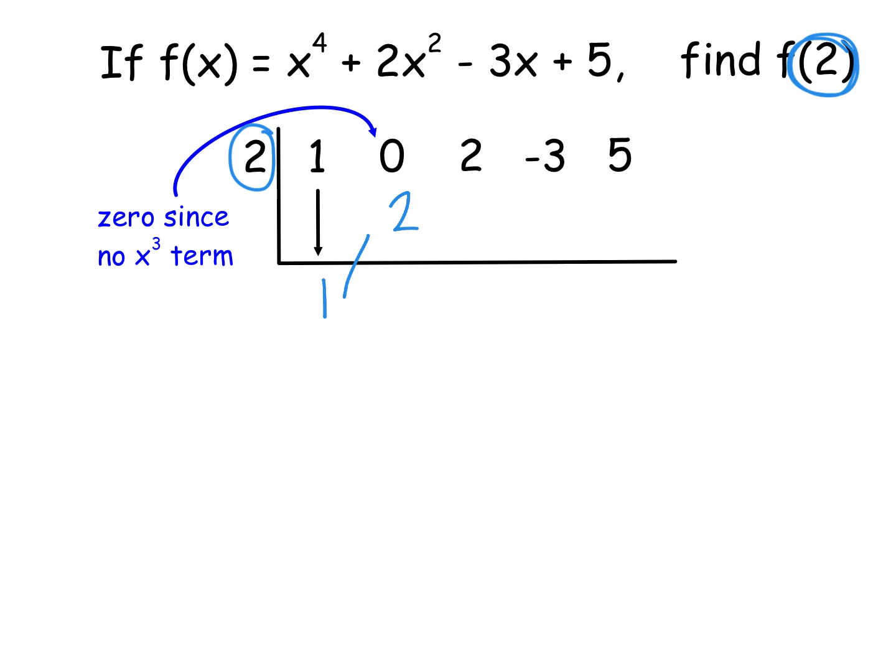Then we add the 0 and the 2 together. 0 add 2 gives us 2. We then times that by 2 again, and this number comes up here and becomes 4, because 2 times 2 is 4. We then add the 2 and the 4 together, giving us 6. We times that by 2, making it 12. Minus 3 plus 12 gives us 9. 2 times 9 is 18. And 5 plus 18 gives us 23.